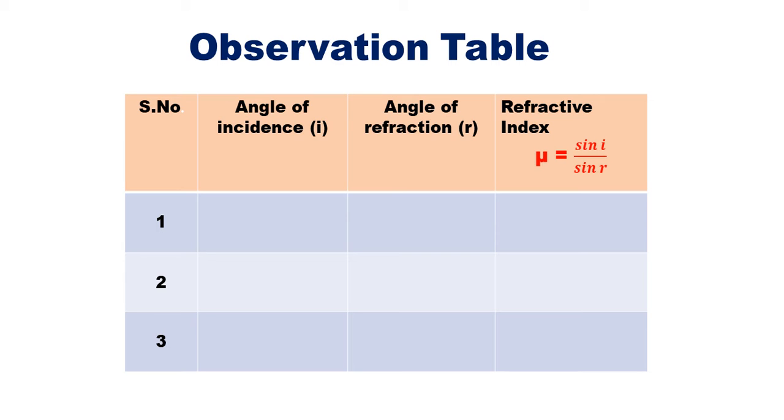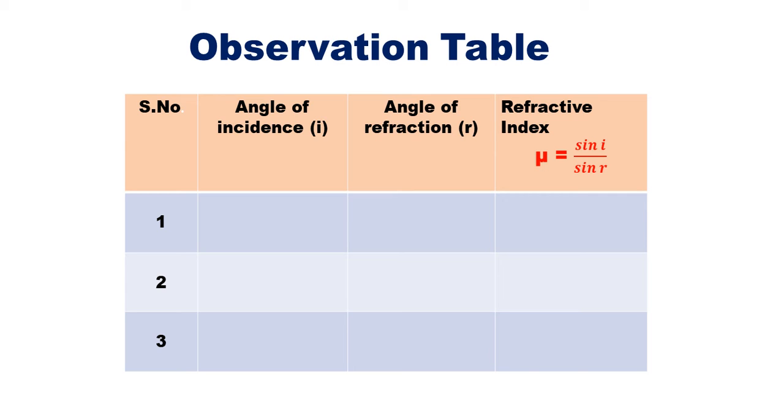In the observation table, you have to make 4 columns: serial number, angle of incidence I, angle of refraction R, and refractive index. That is sin I by sin R. So you will take 3 values. Say first value you have taken angle of incidence 30 degree, second value angle of incidence 45 degree, and third value angle of incidence 60 degree.